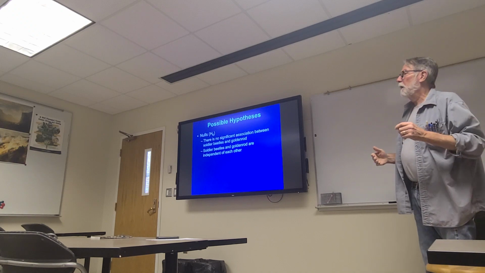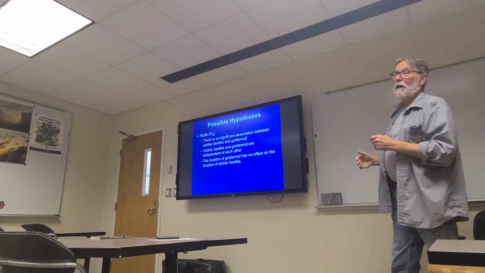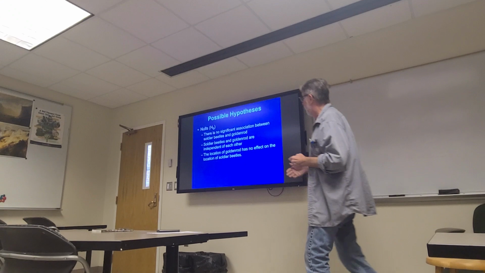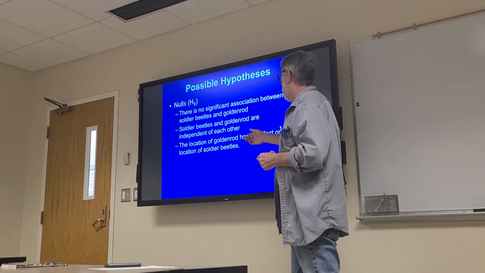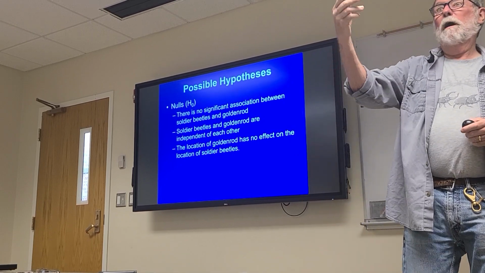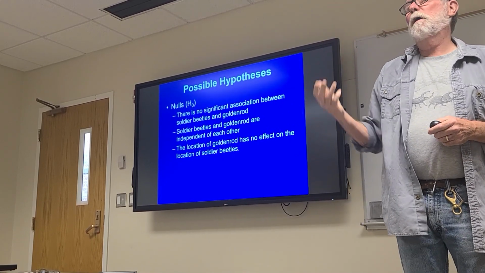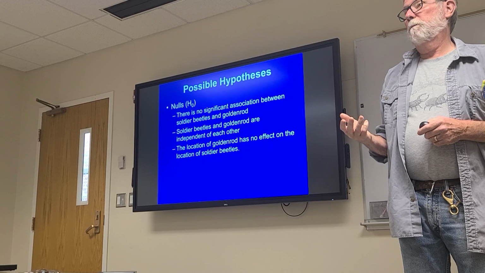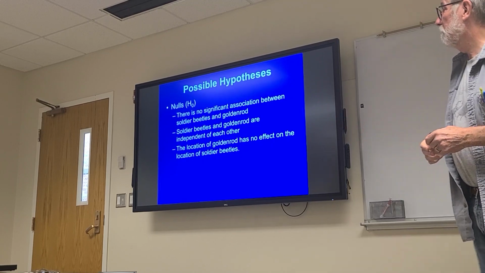The alternative hypothesis then, oh no, I got yet another one. Sorry about that, I forgot I added the third one. So you can also say the location of the goldenrod, where I find goldenrod, doesn't have an effect on where I find soldier beetles. So these are three, all the same thing.